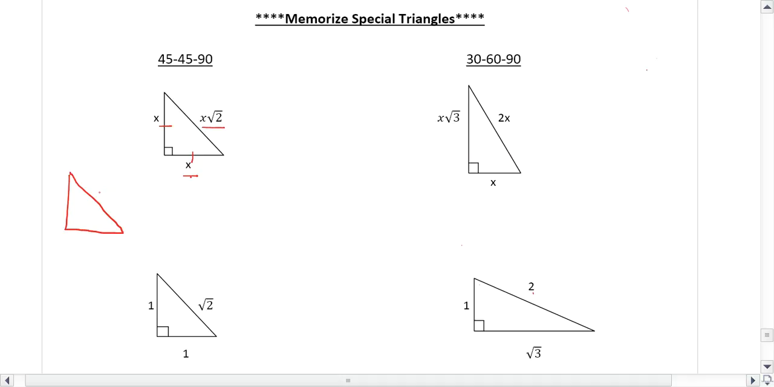Let's say this is B, and if we multiplied by the square root of 2 to get the hypotenuse, if we're going backwards from the hypotenuse to the leg, we would divide by the square root of 2. And then we need to rationalize the denominator. So multiply by square root 2 over itself, and we would get B square root 2 over 2. And of course, both legs would be the same.